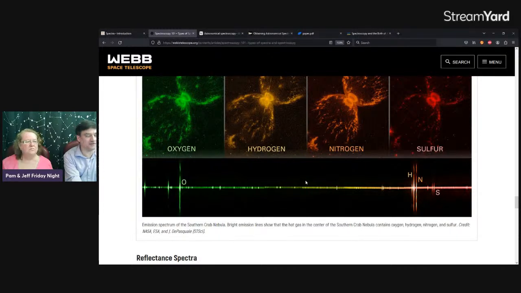Graphically, they assign it a color. And that's how you get the beautiful nebula photos. It's usually not the color that it actually is, but artificial colors to show what elements you're seeing.